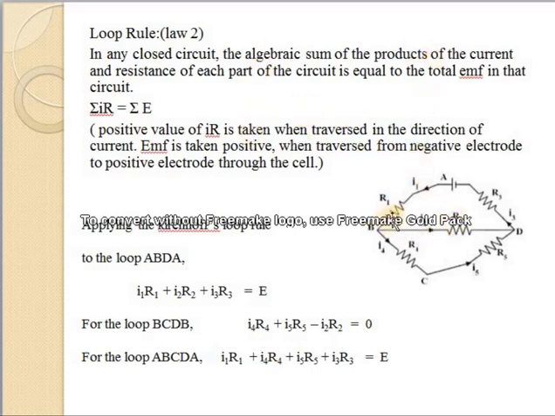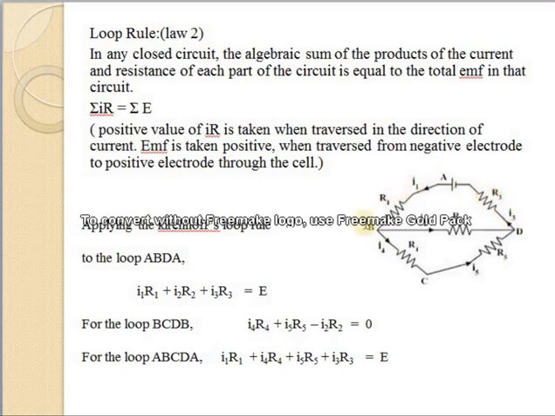From this figure you can see an electrical circuit. When we talk about loops, in this figure we can see A, B, D, A. This is an electrical loop. And also B, C, D, B. That is also an electrical loop. And we have one more loop, that is A, B, C, D, A. This is another loop. So the second law states about an electrical loop.